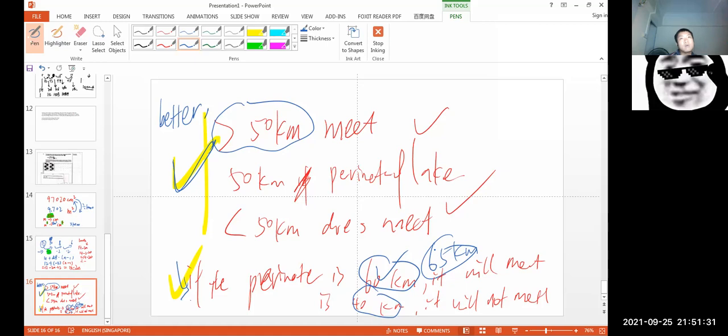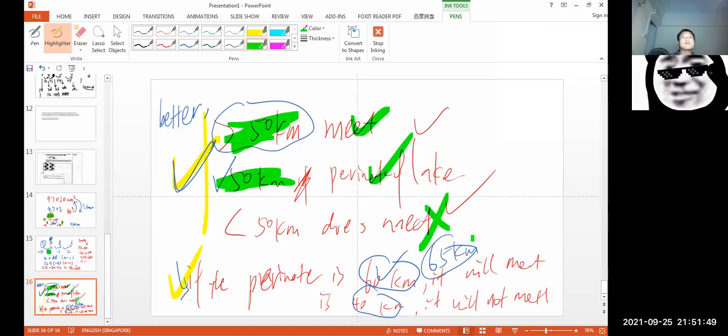Yes. By the way, I need to be more careful here. I think 50 kilometers also can meet. So as long as it's more than or equal to 50 kilometers, both can meet, and less cannot. What I'm trying to say is the above answer is better because it allows more possibilities.